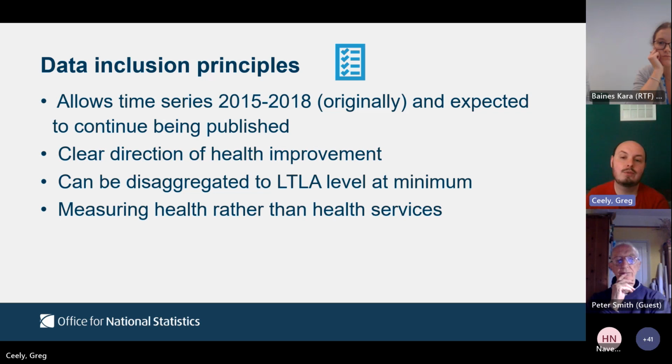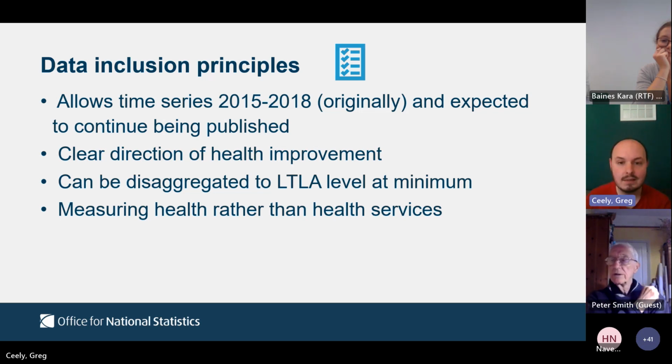Overall, we want from the health index a value for health which is an aggregate of existing information and is trackable over time with a clear direction of change. So not all the data used by these other frameworks was suitable for our purposes, and some of our data inclusion principles are outlined on the slide.